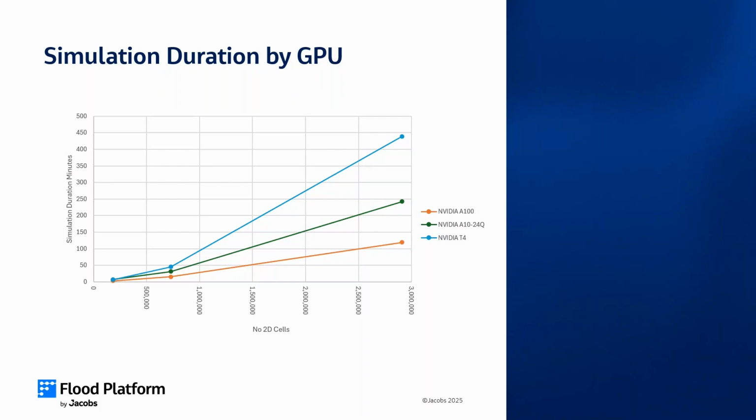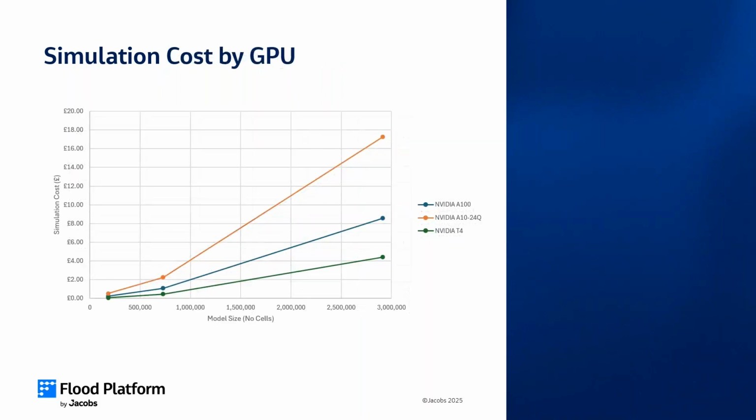So if we flip that and look at it in terms of cost to run, we see a different pattern. The A100 card is costing a few pounds to run that model, whereas the T4 is costing half that. The 3 million cell model is probably a bit of an extreme example. If we look down at the sort of million cell model, half-million cell model, you're talking somewhere around £1, sub £1 to run it on the T4, and a bit more than that to run it on the A100 card.